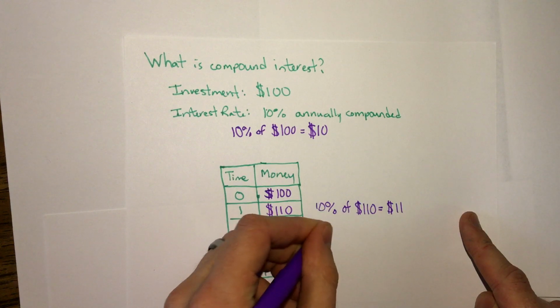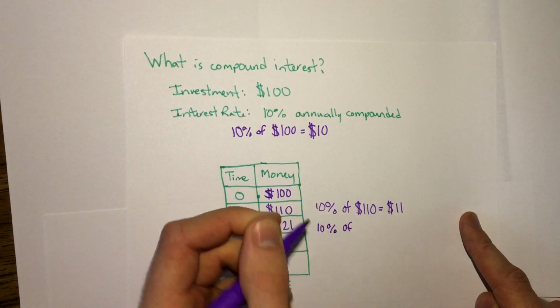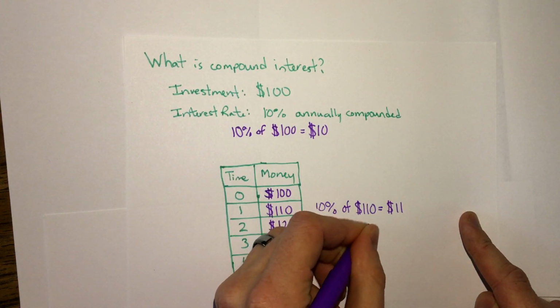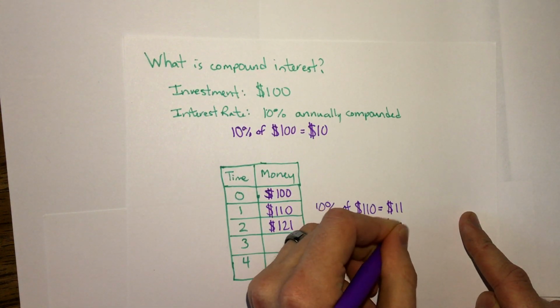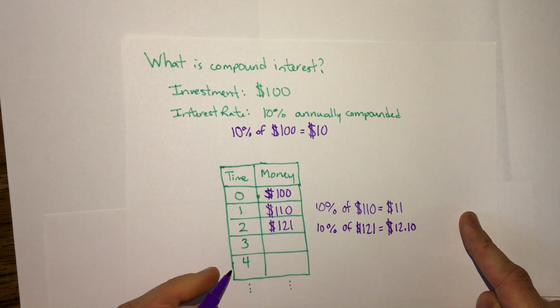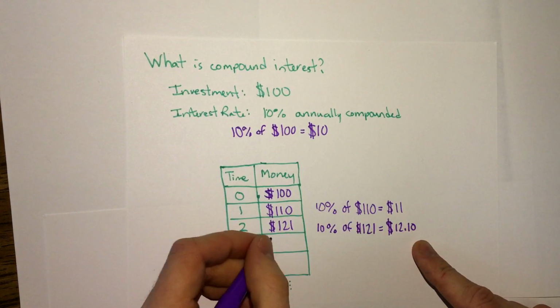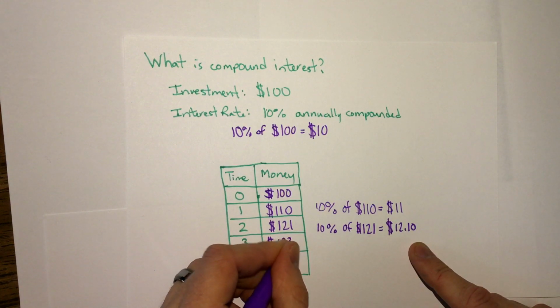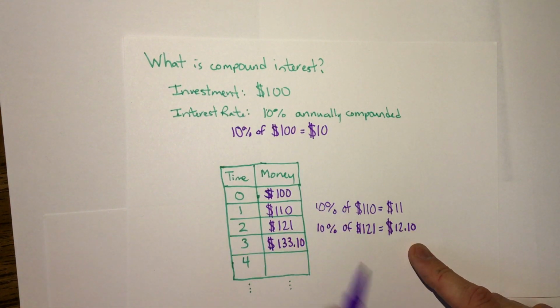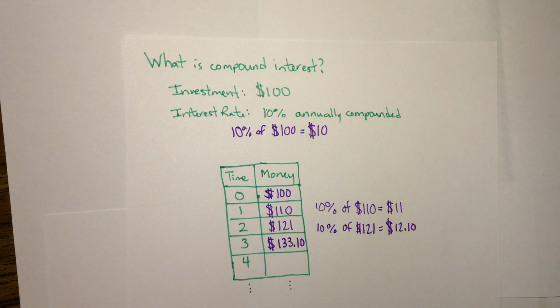From there, the same thing would happen. We'd get 10% of $121, which would be $12.10, and we'd add that. So we'd end up with $133.10, and it'd keep going. Each time, the 10% is calculated from the new amount of money.